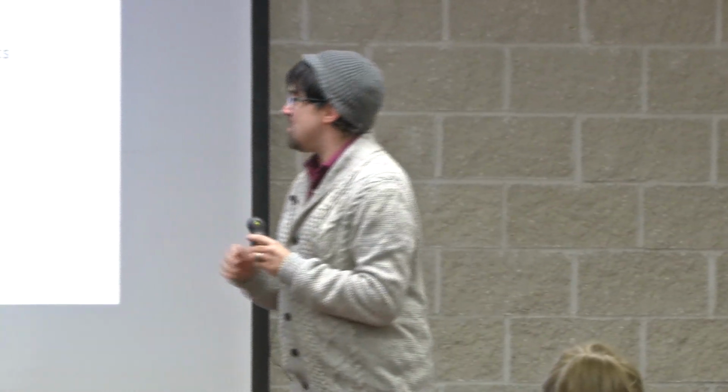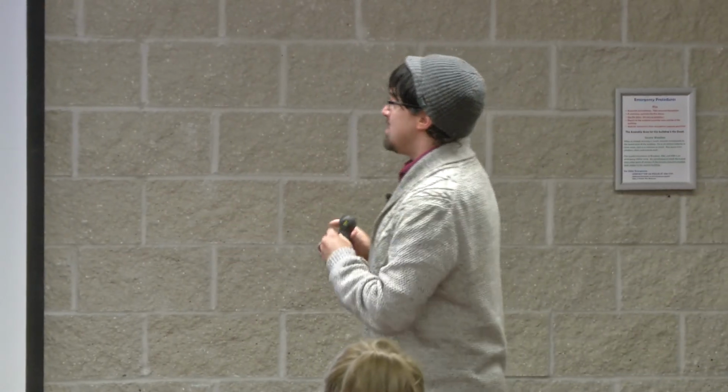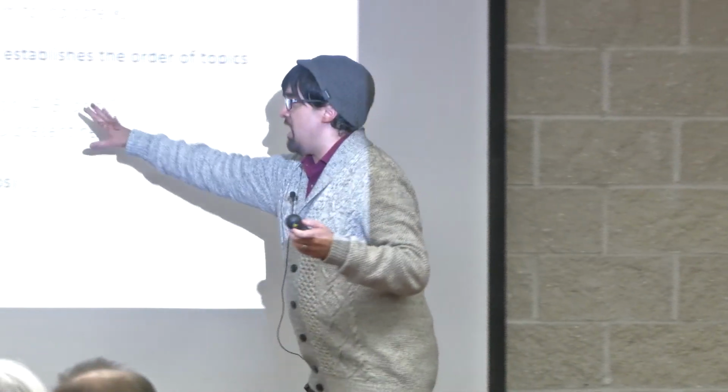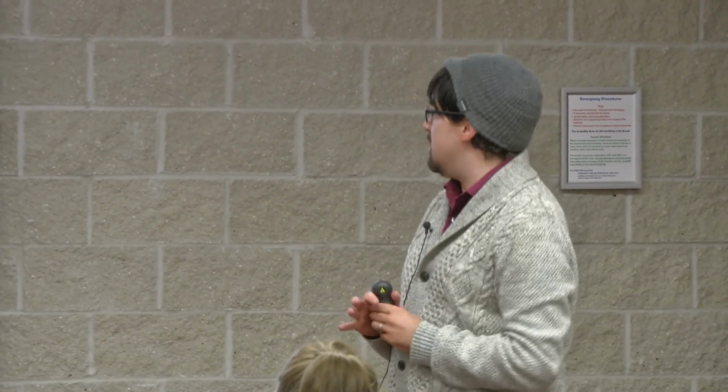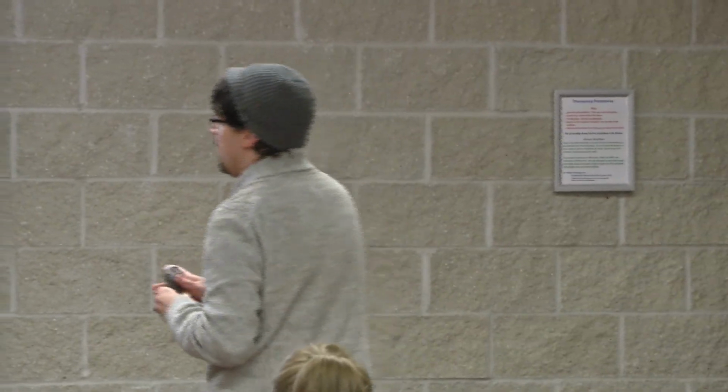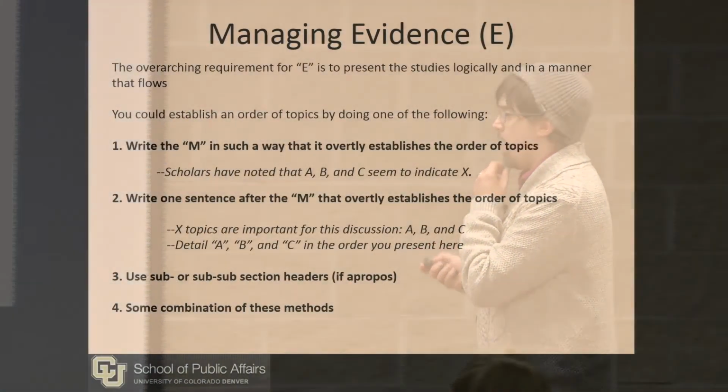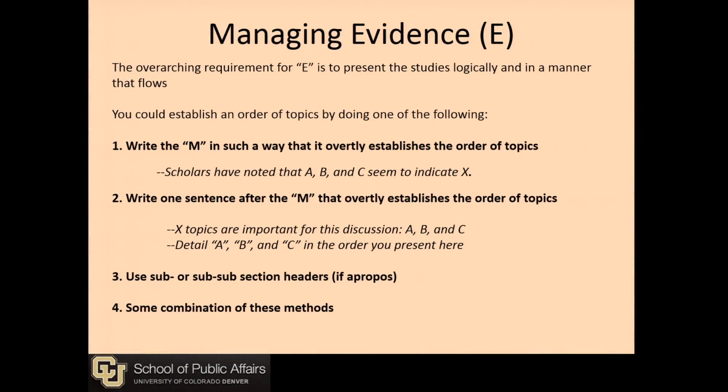But you could also write one sentence after the M that overtly establishes the order of topics. So you can even say X topics are important for this discussion, A, B, and C. The overall literature says this. There's three topics that are important for this issue, A, B, and C, and then you just list them right there. It establishes a cognitive structure, because when we're reading, especially academic writing, we like to have that cognitive structure of knowing what the main point is and what we're going to be talking about in the order in which it's talked about. And of course, using subsection headers, subsection headers are a friend, and also some combination of these methods.